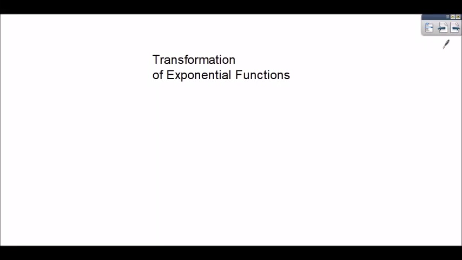This is Mr. Gardner, and this is Math Time with Mr. G. We're going to talk about transformation of exponential functions. So that just means I make a function, and how much does it move when I add variables to it.